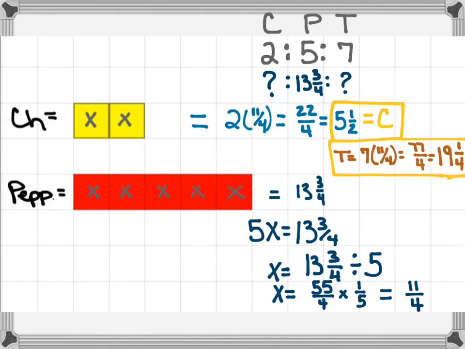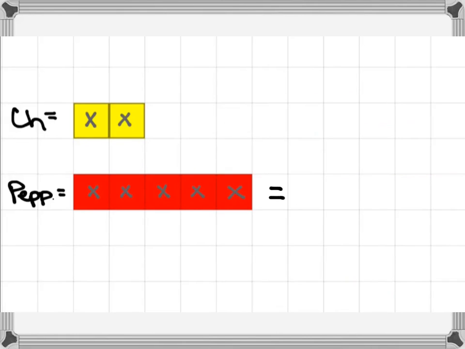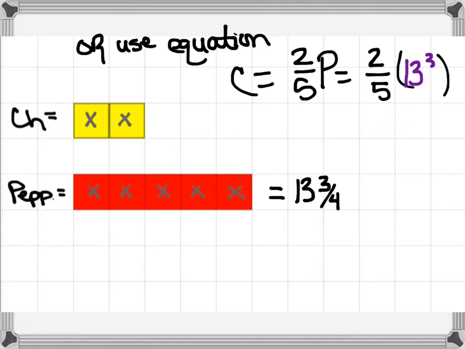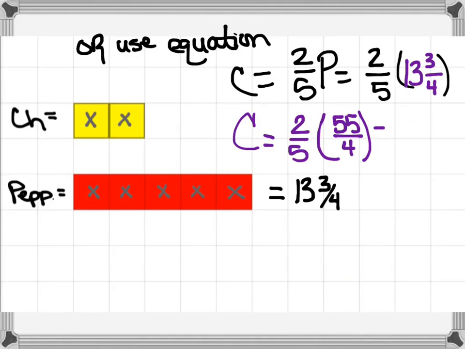So you could do it that way with your tape diagram, or you could use the equation we looked at earlier, which is that the cheese is 2/5 of the pepperoni. And since we know pepperoni is 13 3/4, and we use the equation, plugging in 13 3/4 for P would give us 2/5 times 13 3/4. Again, changing to improper, multiplying, reducing, we would end up with 11/2 or 5 1/2 for our amount of cheese pizza.